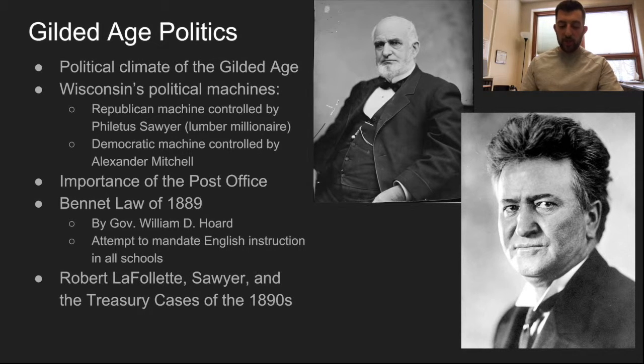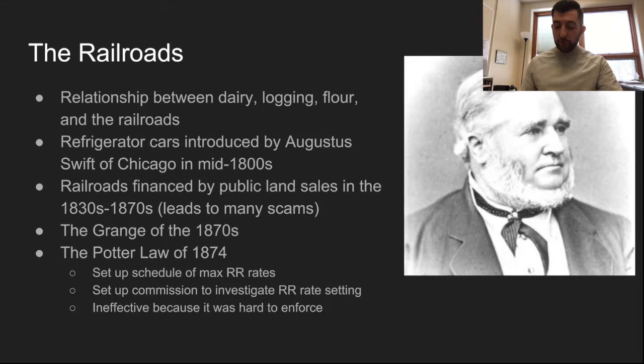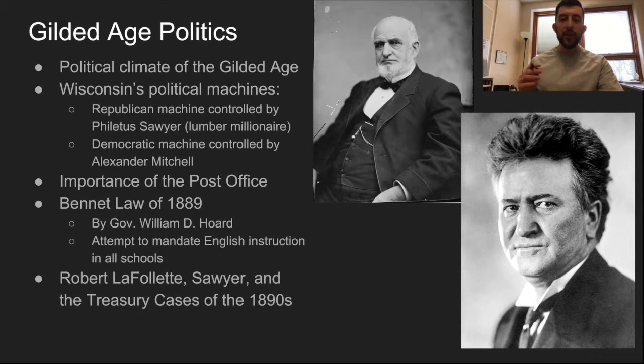So these gentlemen, such as Philetus Sawyer, who was a lumber millionaire and is the upper picture on this slide, and then our railroad friend from the previous slide, Alexander Mitchell, would use their personal fortunes to get themselves into a position of political power. And then they would use something called patronage to keep their positions of political power. Patronage was the ability of politicians, so governors and senators, to hand out government jobs to people who support them politically. So these people who used their personal fortunes to get into a place of political power were then able to pick and choose the politicians that they wanted by giving them the jobs that they wanted. This arrangement was called a political machine, and it was a political organization that had a stranglehold on the politics of Wisconsin in the late 1800s.